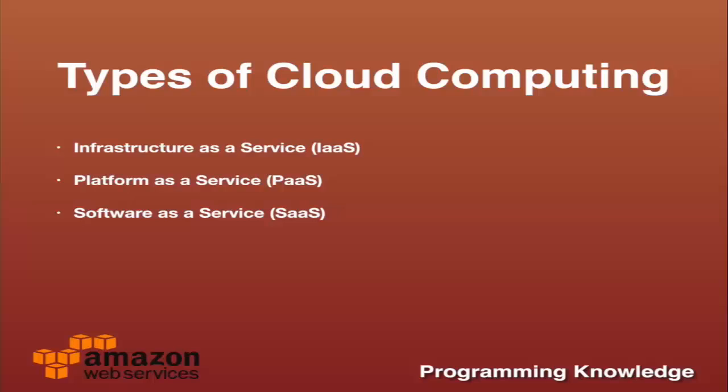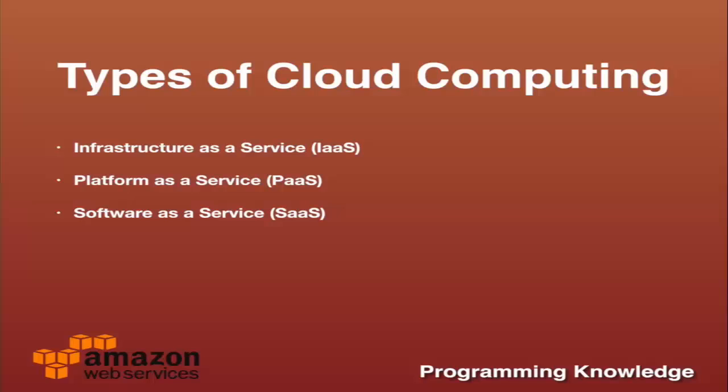So the second one is PaaS. PaaS removes the need for your organization to manage the underlying infrastructure, usually hardware and the operating system, and allows you to focus on the deployment and management of your applications. This helps you to be more efficient as you don't need to worry about resource procurement, capacity planning, software maintenance, patching, or any of the other undifferentiated heavy lifting involved in running your application.